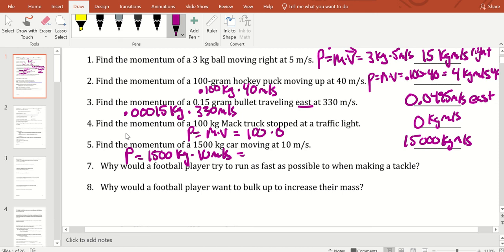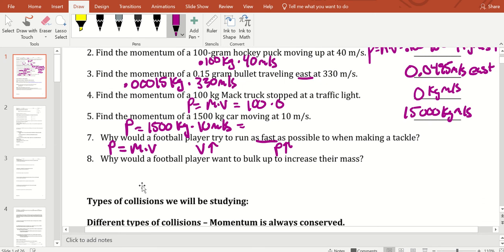Question 7. Why would a football player try to run as fast as possible when making a tackle? Well, a tackle is a type of collision, which is really the main application of momentum. And why would I be trying to run as fast as possible? Well, momentum is equal to mass times velocity. So by running faster, I'm increasing my velocity, and therefore I'm increasing my momentum.